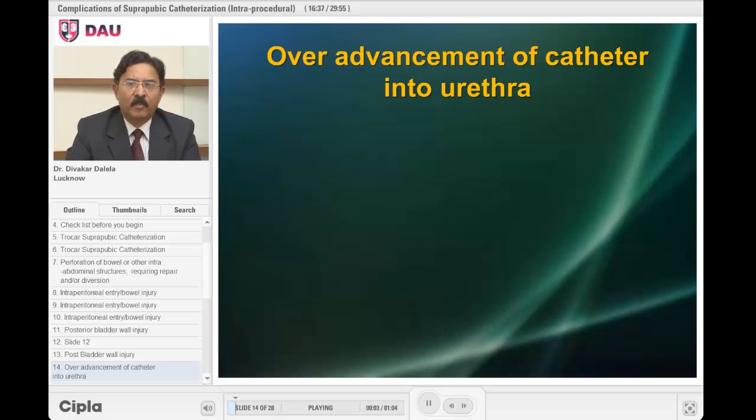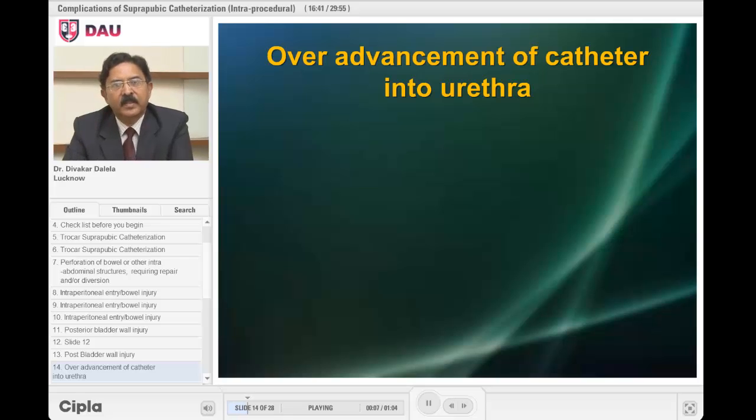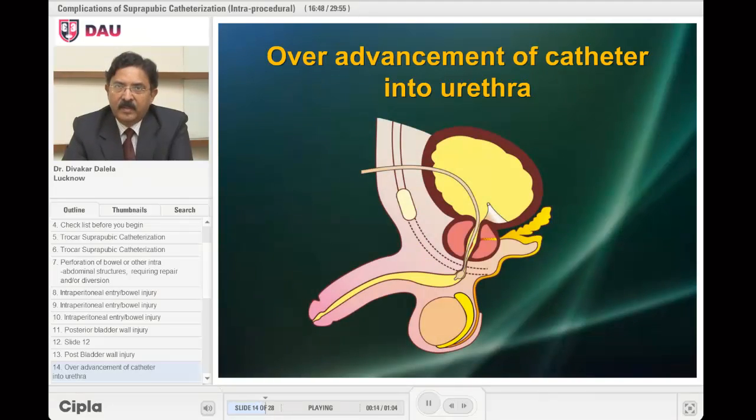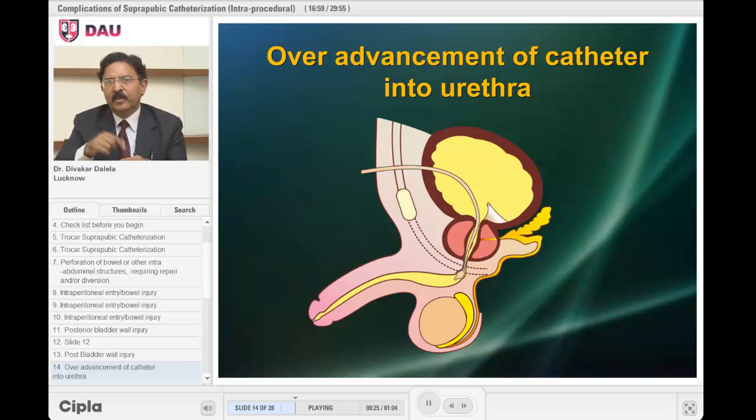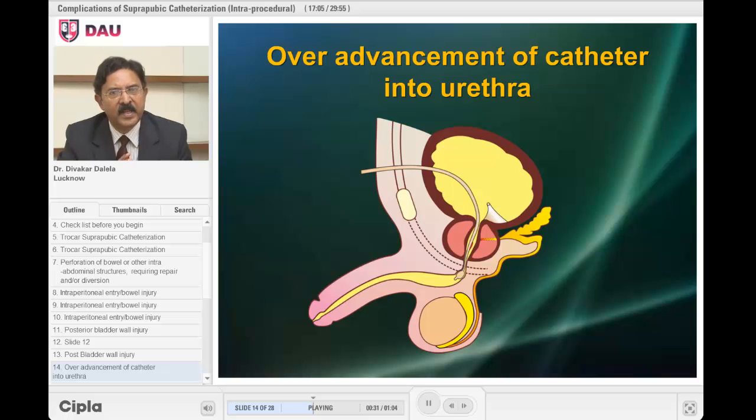Let's move to the third complication. This is the over advancement of the catheter in the urethra. I don't know whether this has ever happened to you, but what I mean is this. When you're putting the catheter in the bladder through the trocar, through the cannula, you tend to inadvertently push a little more of the catheter. There is something in your mind that through the trocar, the catheter may not go completely inside the bladder. So you tend to over push.